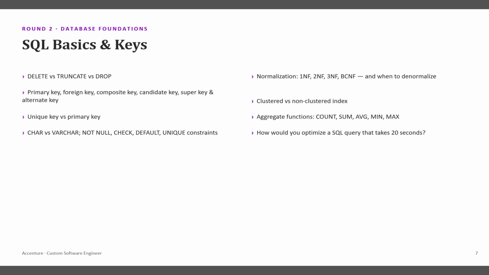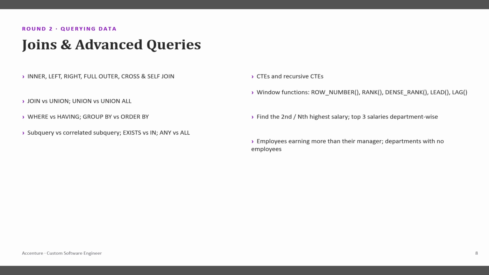You'll also get asked about char versus varchar, and constraints like not null, check, default, and unique. A big topic here is normalization: 1NF, 2NF, 3NF, and BCNF, and when you'd actually choose to denormalize a database for performance. Then, clustered versus non-clustered indexes, the aggregate functions count, sum, average, min, max, and a very practical scenario question. How do you optimize a SQL query that's taking 20 seconds to run?